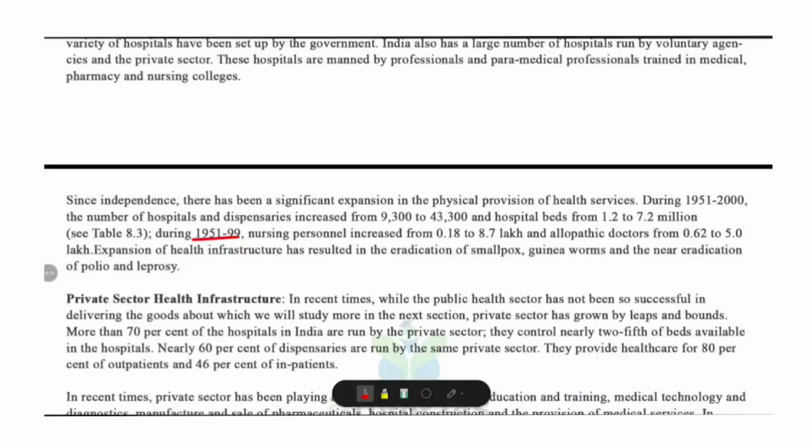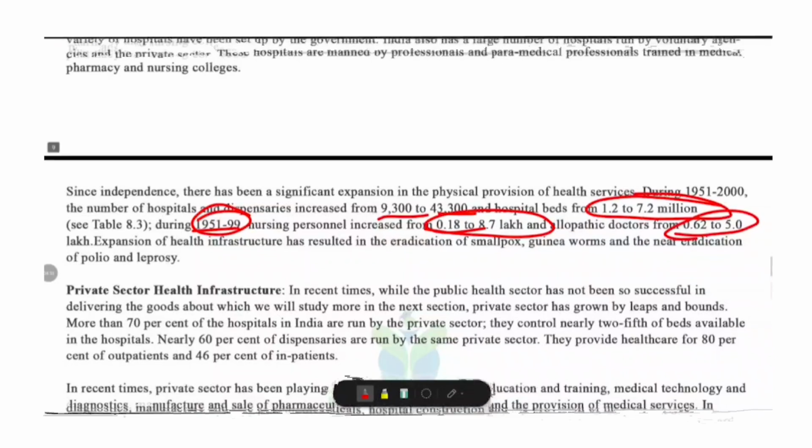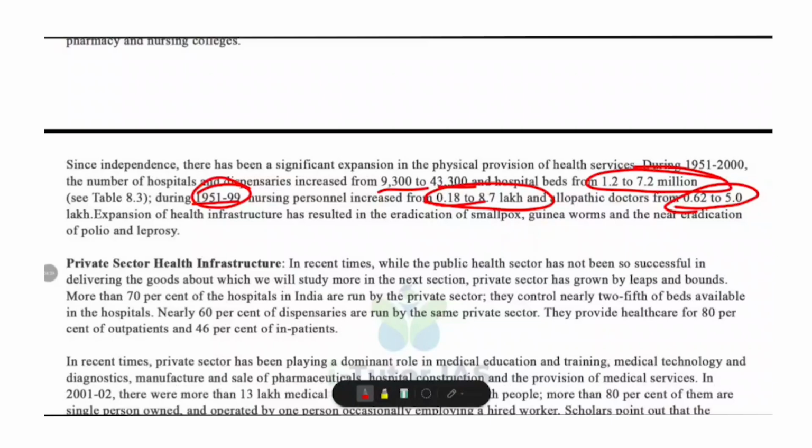During 1951 to 99, the number of hospitals and dispensaries increased from 9,300 to 43,300, and hospital beds increased from 1.2 million to 7.2 million. Nursing personnel also increased from 0.18 to 8.7 lakh. Allopathic doctors increased from 0.62 to 5 lakh. So we have achieved expansion of health infrastructure, and it led to eradication of smallpox, guinea worms and near eradication of polio and leprosy.